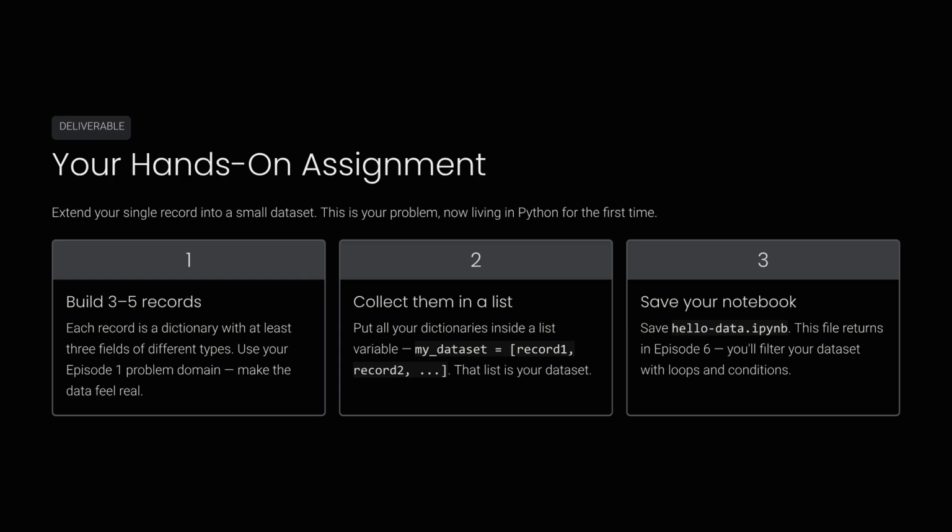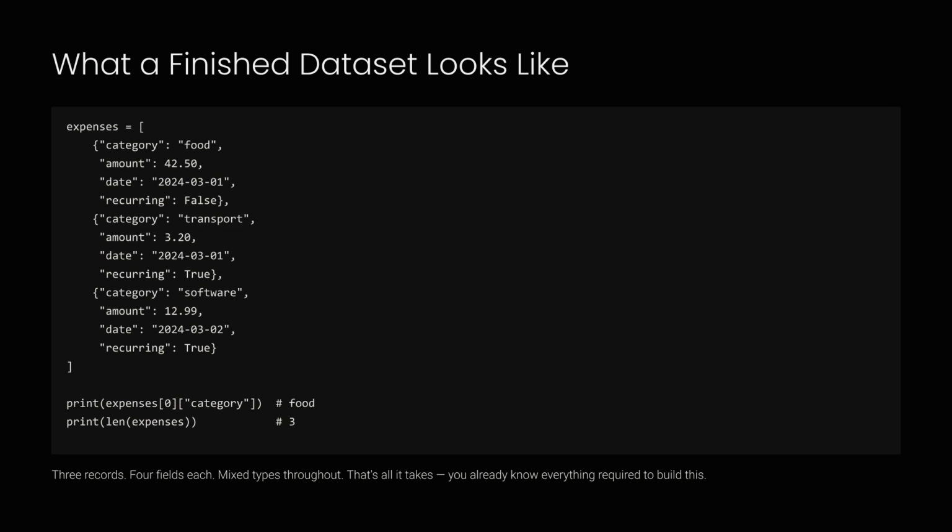It is time for your hands-on assignment. You'll take that single record and extend it into a small data set. This process turns your real-world problem into actionable Python code. First, build 3 to 5 records using your problem domain. Next, collect those dictionaries into a single list variable. Finally, save your notebook as hello-data.ipynb, as we will need this for the next episode.